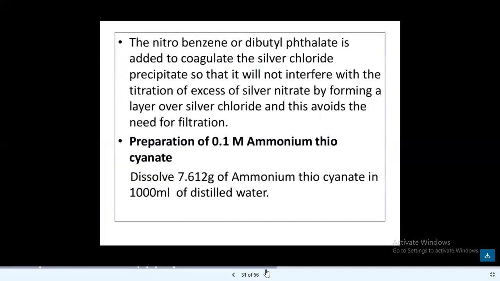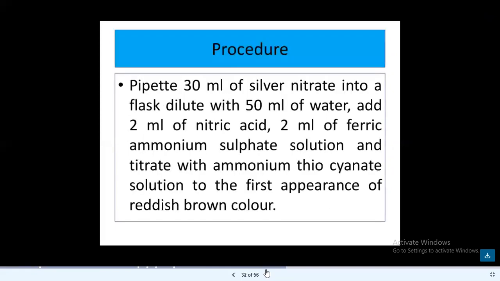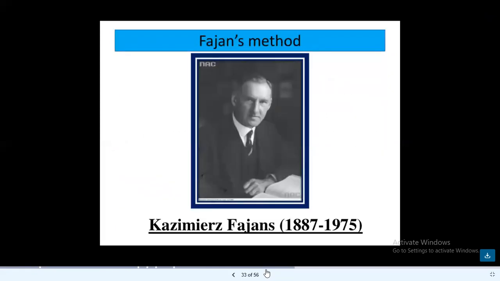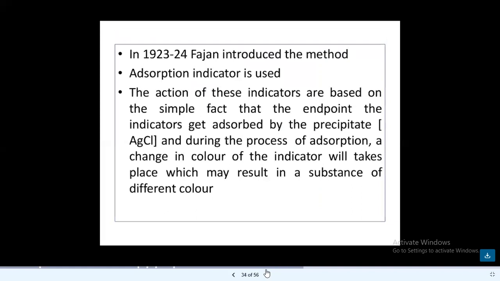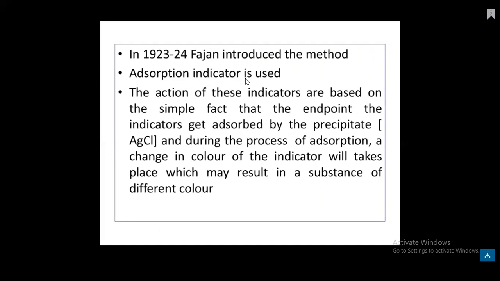This is the precipitation one, and that is how we make the solution of these compounds, and the procedure. Third method we have is the Fajan's method. In Fajan's method, basically we are going to use an adsorption indicator. Every time when we use an indicator, there is some color change of the indicator, and that shows the end point by reacting with the titrant.